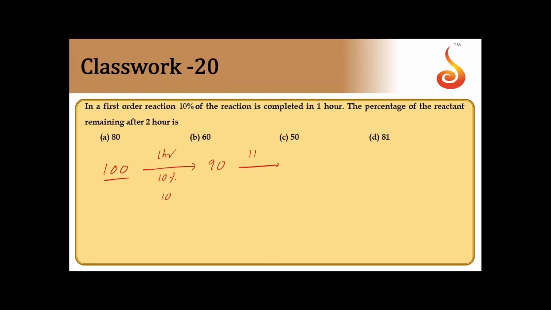In one more hour, once again 10% of the reactant reacts. 10% of 90 is 9, so 9 reacts and we are left with 81. So after 2 hours, 81% is left. In the first hour, 10% means 10, and in the second hour, 10% of 90 means 9 reacts. Therefore 81% remains. Answer is option D.